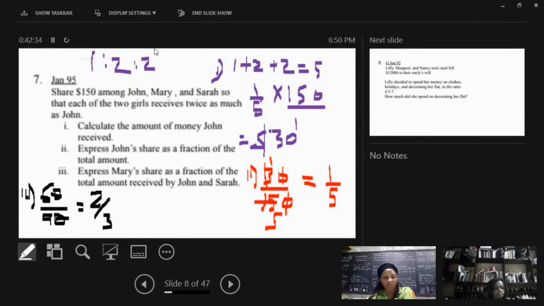And you could have just used the ratio. Mary is 2, and Sarah and John is 3. So 2 over 3. Oh yes, I never thought of that. You could also use an equation. Mary and Sarah have the same amount, so x plus 2x plus 2x equals 150. Yes, we could use algebra to solve it.